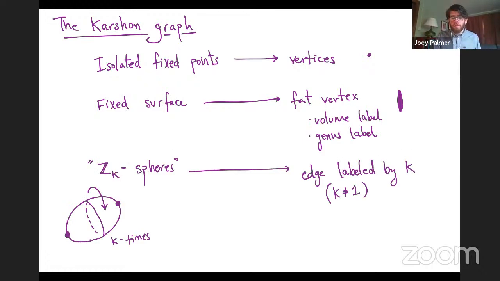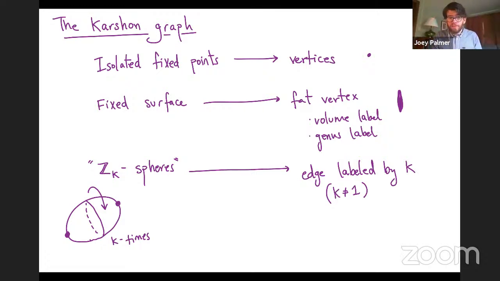And the way that these show up are in what are called ZK spheres. So a ZK sphere is a sphere that sort of rotates k times faster than you would expect it to. So as you go through the whole S1 action, this sphere rotates k times instead of all of those points just returning to themselves once.